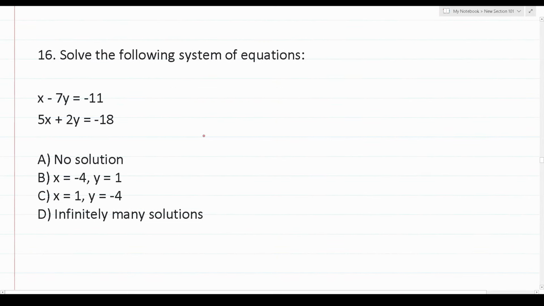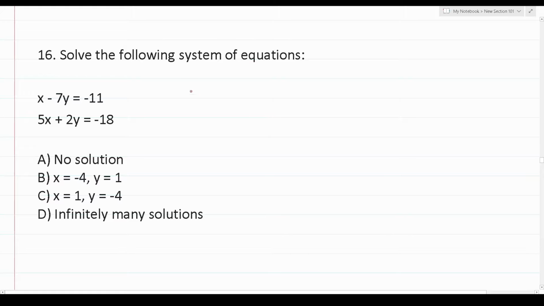Number 16 says solve the following system of equations. We have x minus 7y equals negative 11 and 5x plus 2y equals negative 18. Unless you took linear algebra in college or high school, there's really only two methods you can use to solve a system of equations. You can either use the substitution method or the elimination method. And personally, I like using the elimination method.